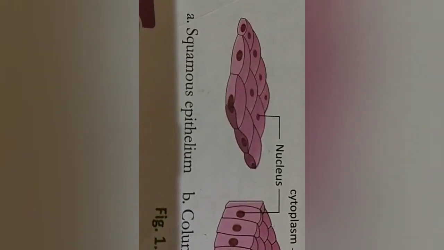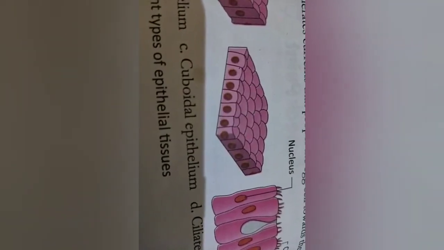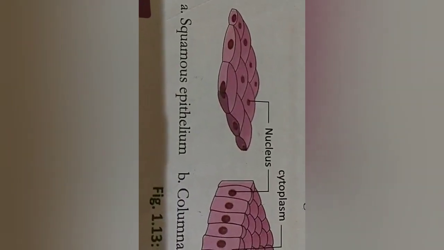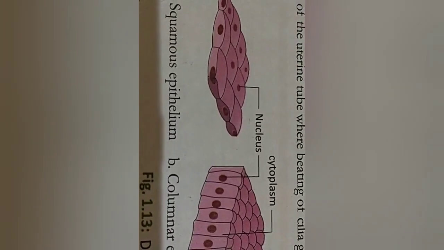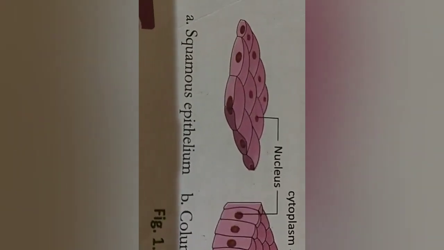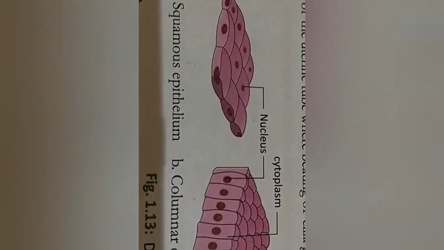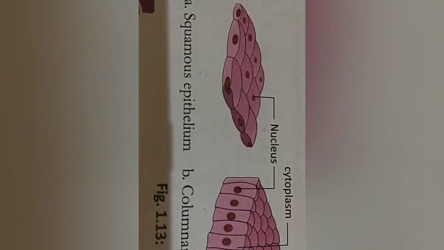So there are several types of epithelial tissues like squamous epithelium, columnar epithelium, cuboidal epithelium and ciliated epithelium. We'll study about the different types of cells present in these types of epithelium one by one. Cells of the squamous epithelium are thin, irregular and flat. So you will find these in the inner wall of the ducts, blood vessels, epidermis of skin, lining of nose and mouth.